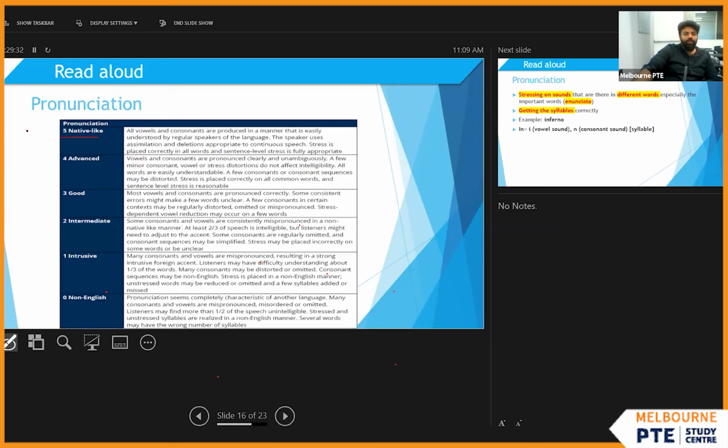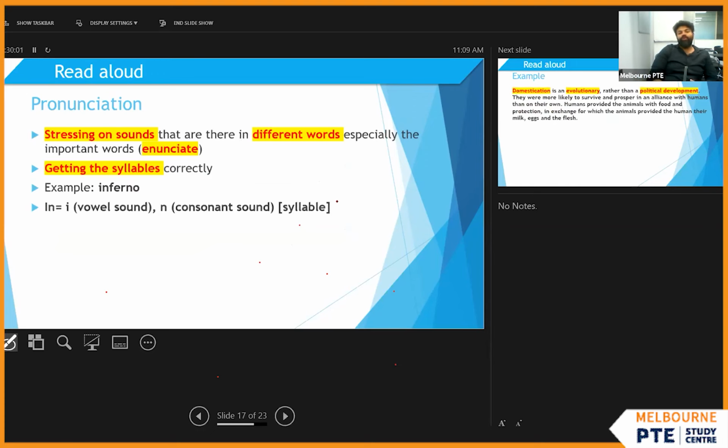Now, a bit of a discussion about pronunciation, as in what it is about, how it is marked. So, native-like pronunciation, they say that all vowels and consonants are produced in a manner that is easily understood by regular speakers of the language. The speaker uses assimilation and deletions appropriate to continuous speech. Stress is placed correctly in all words, and sentence level stress is fully appropriate. Okay, so what it is actually trying to say are some of these things in here.